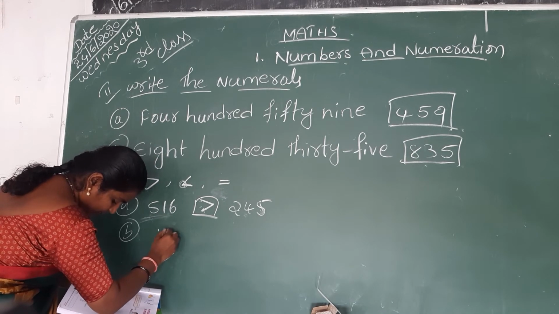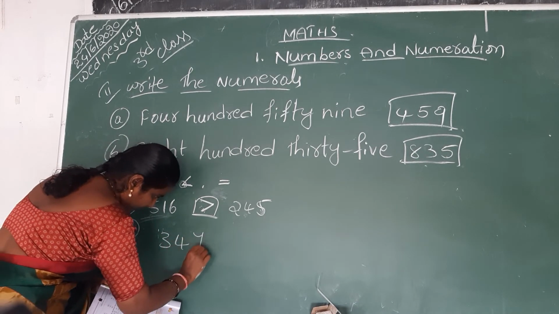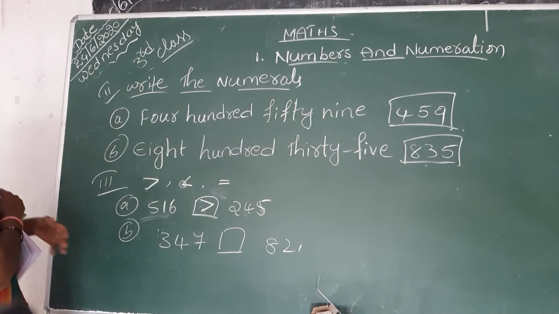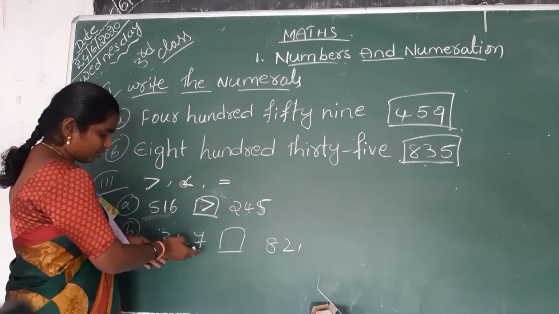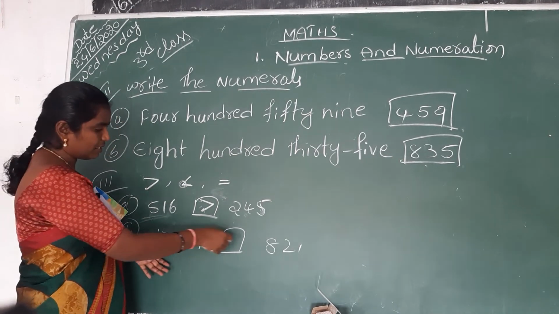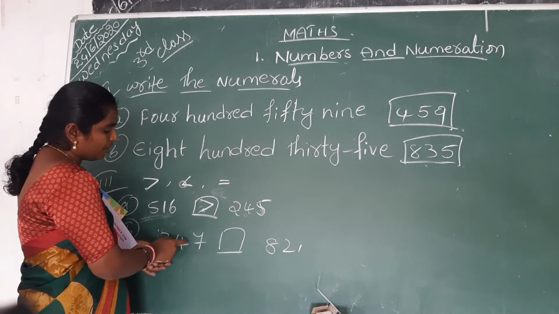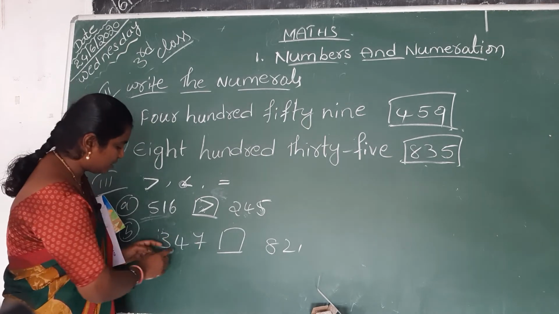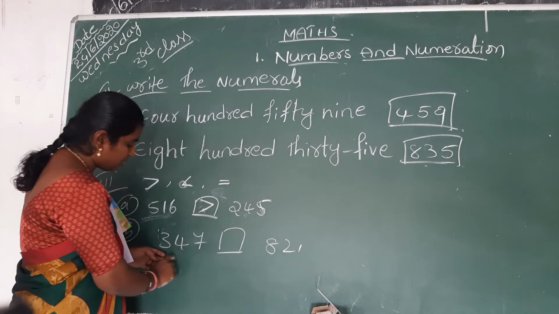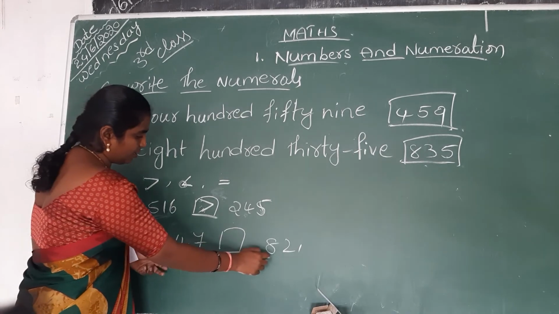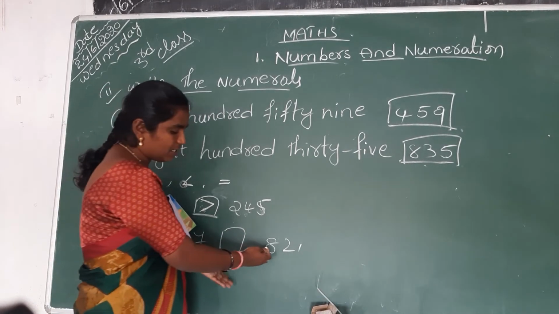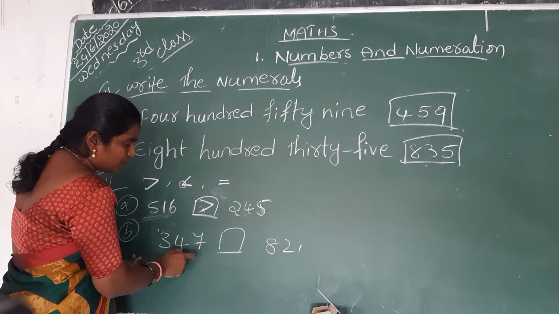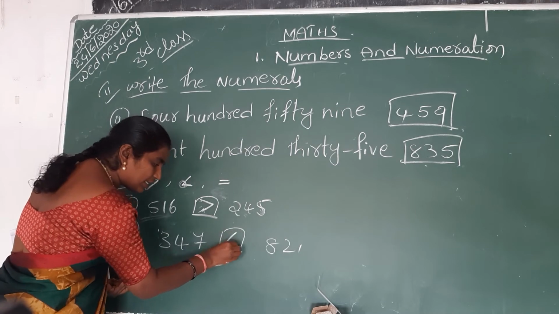One more example: 347 and 821. In these greater than and smaller than symbols, first you have to check only the starting number. If the starting number is bigger than the second number, you have to put the greater than symbol. If the starting number is smaller than the second number, you have to put the smaller than symbol. 347, 821. Check the hundreds place: here 3 is there, and here 8 is there. 8 is the bigger number. So the starting number is smaller, which means you have to put the smaller than symbol.